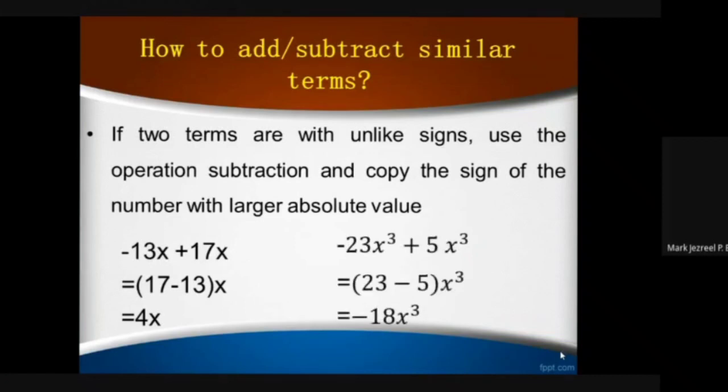Another example, negative 23x cubed plus 5x cubed. As we can notice, we have one negative and one positive, so we are going to subtract them. 23 minus 5 is equal to 18, and just copy the variable x cubed. And the final answer is negative because 23 is bigger than 5.